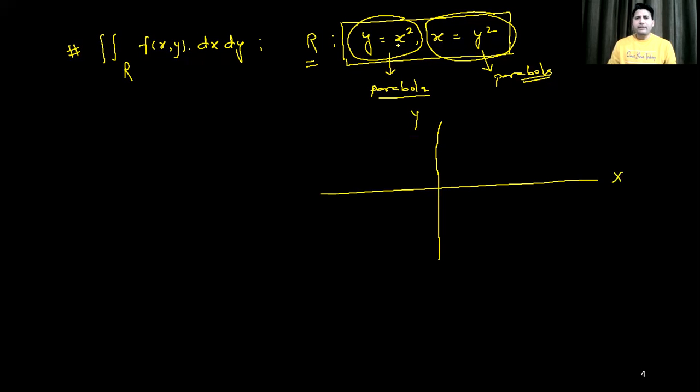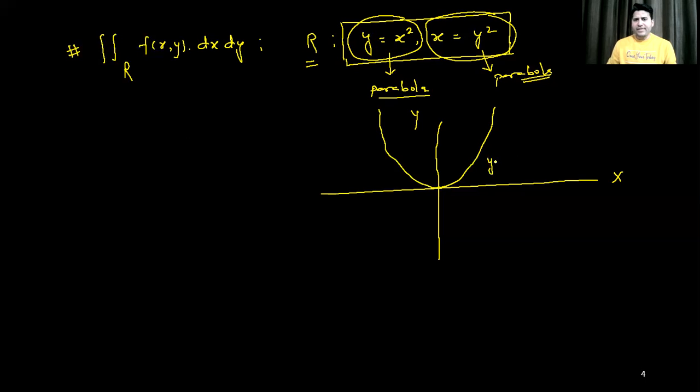I'm drawing firstly x square equal to y, that is on positive y-axis. How to decide a parabola on which axis it is? The linear degree term is what axis? Like it is y-axis, it is y. So we will make this parabola on positive y-axis. So positive y-axis means like this. This is the parabola which lies on positive y-axis.